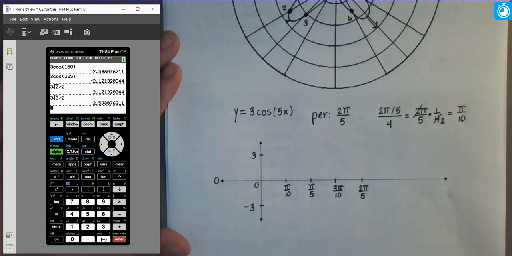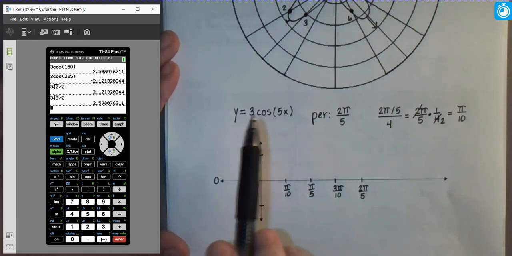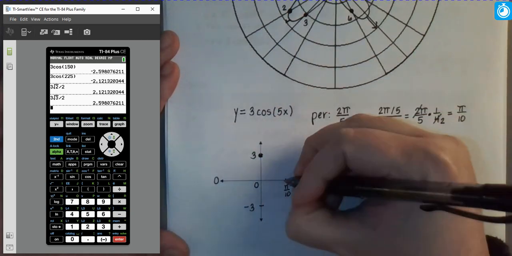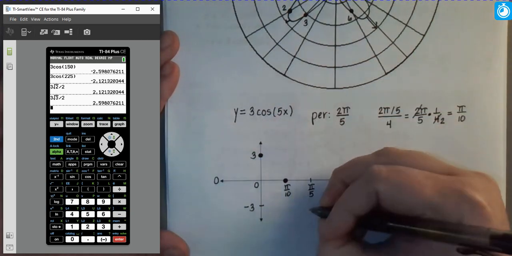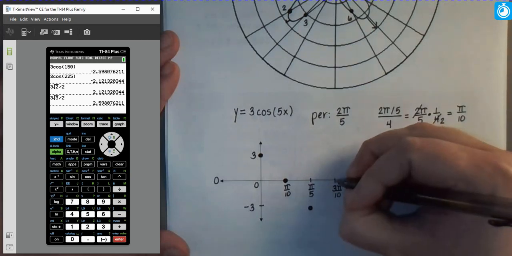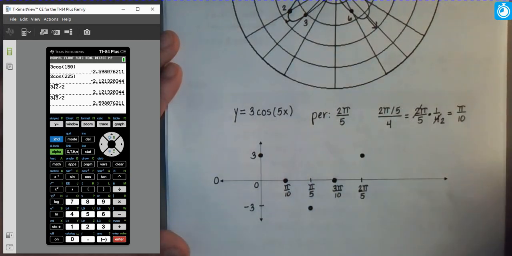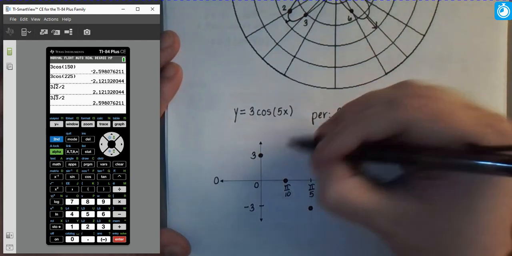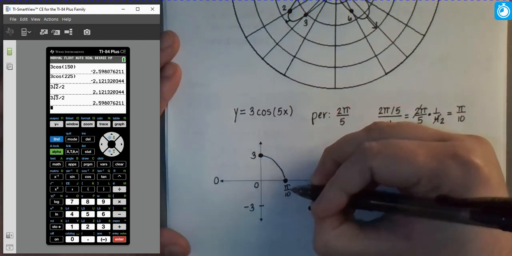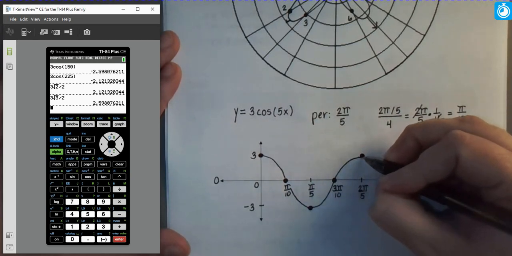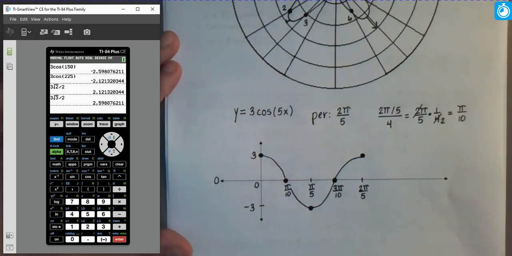And then if we were to fill in the points from here, remember cosine is going to start at its relative maximum, so that's at 3. And then we go down to our midline, we hit our minimum, we go back to our midline, and then we hit the maximum again. Okay, and then we would connect the shape, again graphing in terms of x and y, not in terms of r and theta, and that would be the shape.